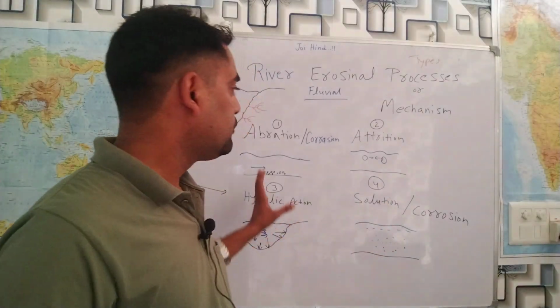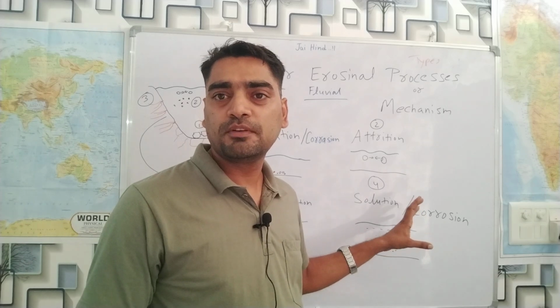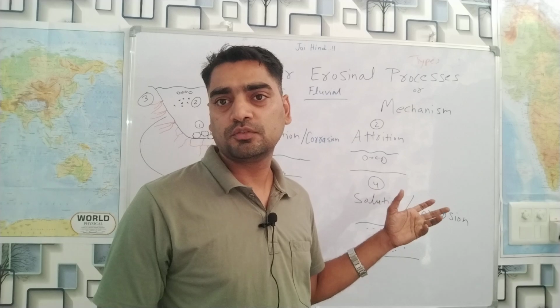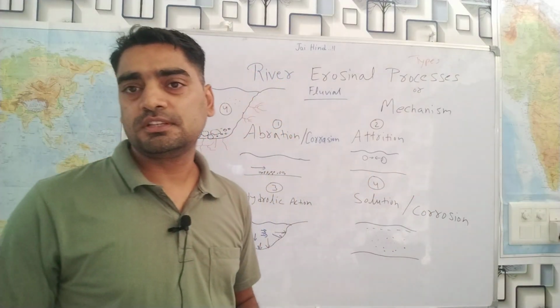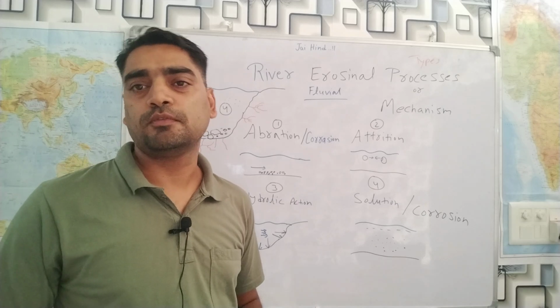So these are the four types of erosional processes which are responsible for the formation of fluvial landforms. These are the erosional processes in the river, or you can say in fluvial geomorphology.